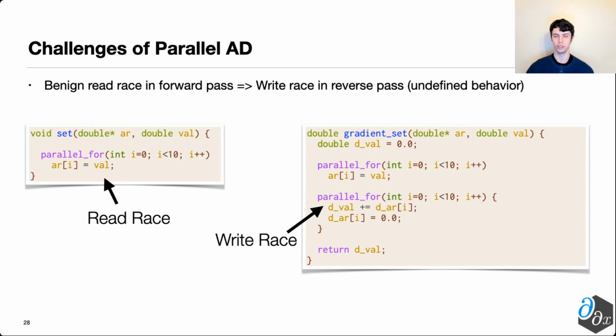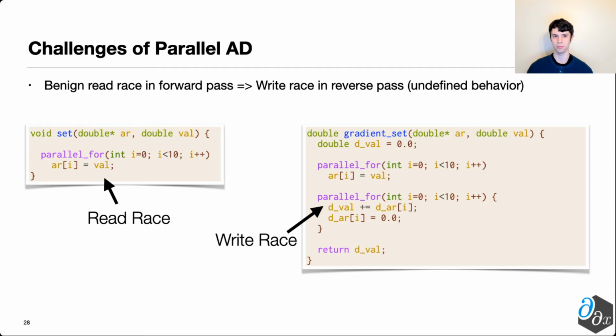Taking a step back from GPU-specific AD to a more general parallel AD, let's look at this problem. So on the left, we have a set function. What it does is it takes a value val and into 10 different locations in the array R, sets that array to equal that value val. Inside of it, since all of these array locations are distinct, we can have a parallel for doing the set rather than a traditional serial for. This is perfectly legal and perfectly fine.